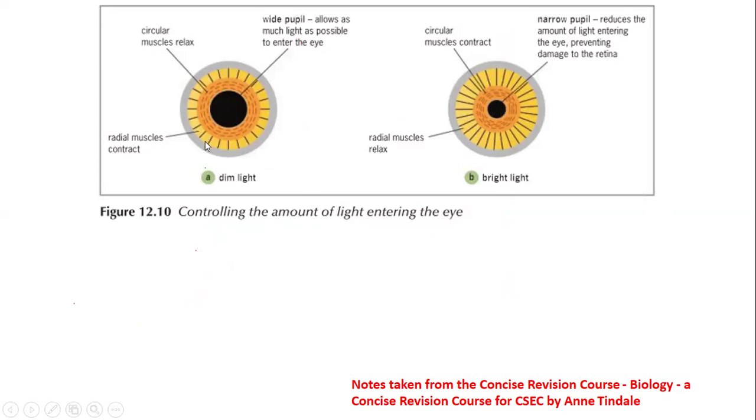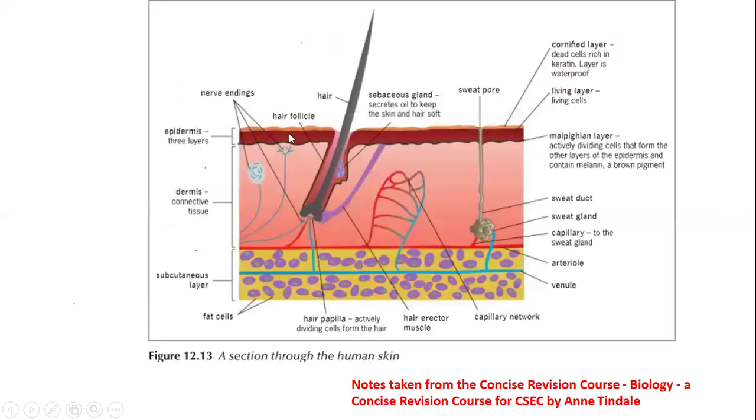They'll give you these two and then tell you what's happening here. You know, it's dim light, here it's bright light. So very, very important, guys. Then we have the skin. Very important that you pay attention to all of the layers here, right? And you can just pause it, read it, see what's up. It's very, very straightforward, guys.